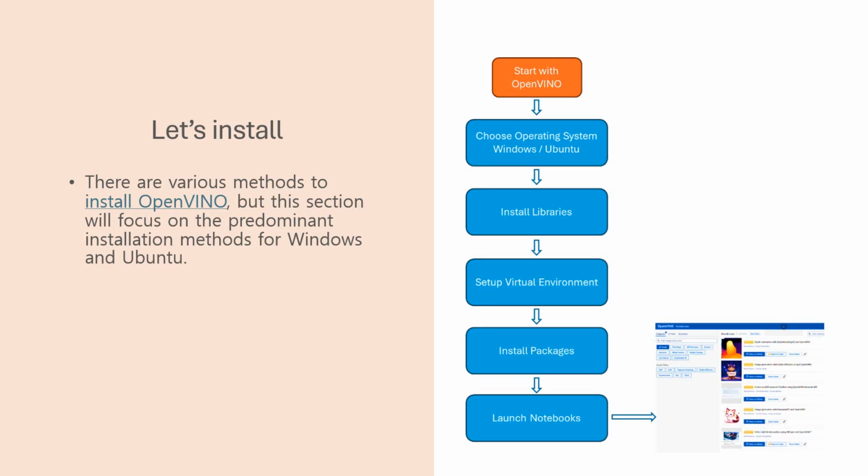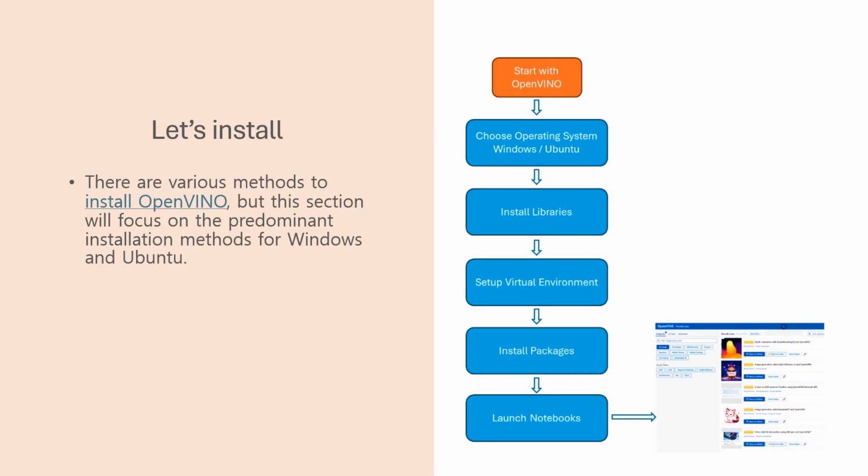The first step is that we need to choose the right operating system of your choice. It can be Windows or Ubuntu. Then we are supposed to install the necessary libraries. Then we need to set up the virtual environment, install the necessary packages, and then we can launch the notebooks and start working. Yes, we get IPYNB files, the notebooks will be available for you, and you can run your sample notebooks right away after going through this procedure.